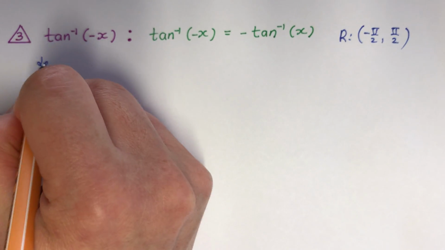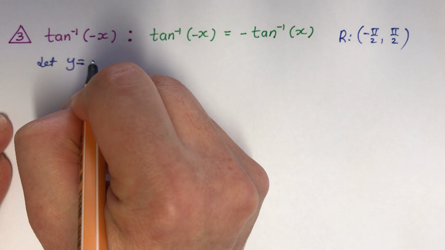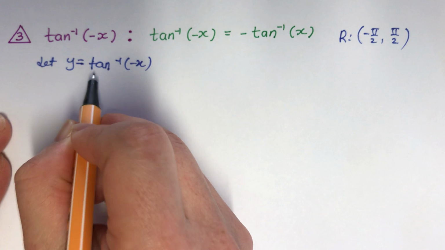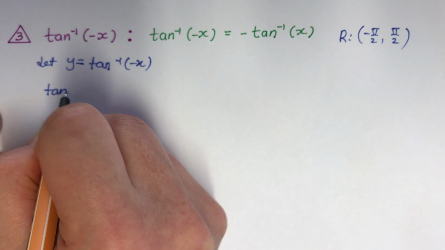And then I'm going to let y equal inverse tan minus x, and I'm going to move this one to the other side.